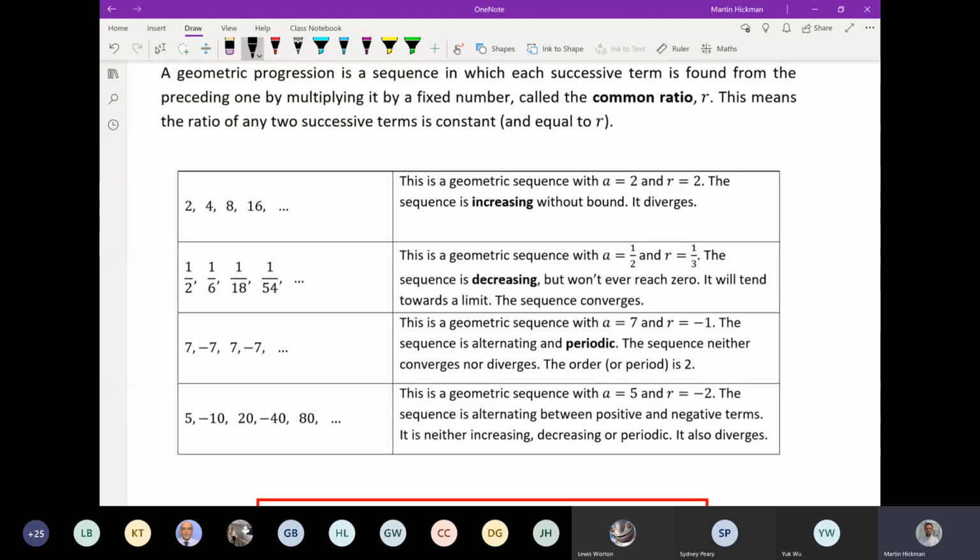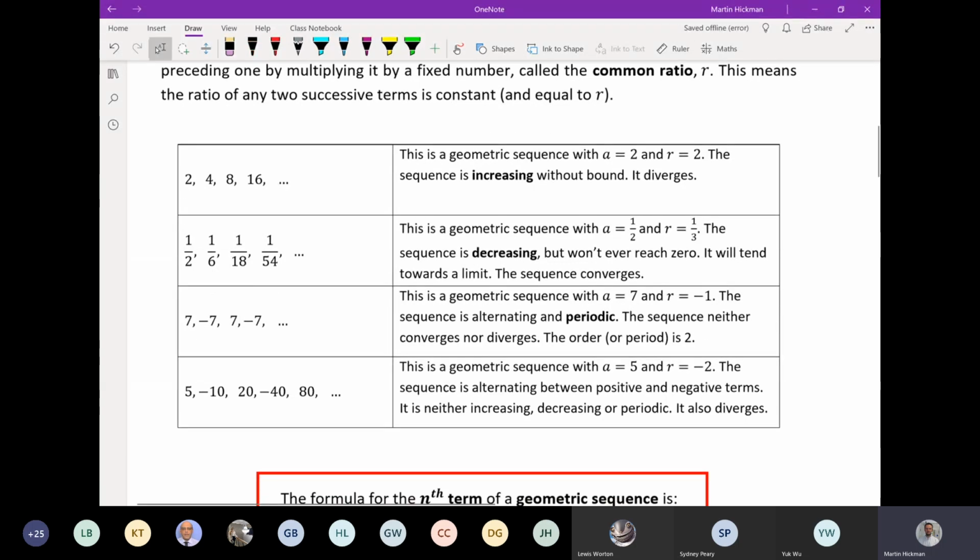Then we have periodic sequences. These are ones that just alternate between particular numbers. So in this case, we've got 7, minus 7, 7, minus 7. This is still a geometric sequence because the common ratio is -1. Each time you multiply by -1 to get to the next term. And yet again, we will look more at periodic sequences a little bit later on in this booklet.